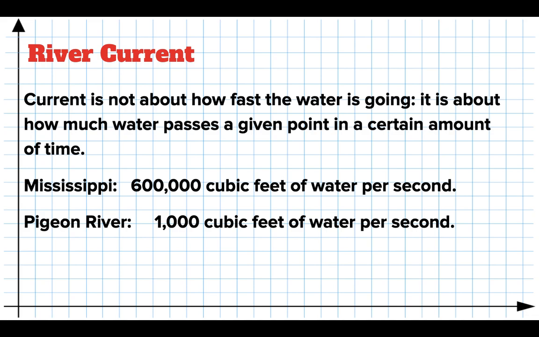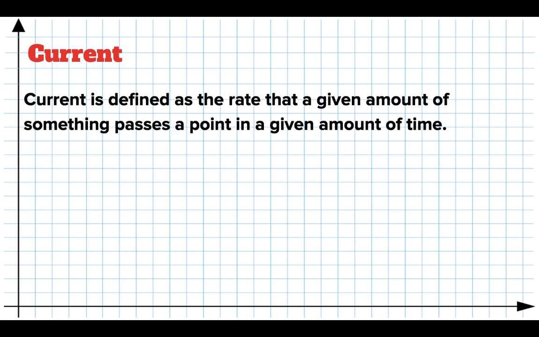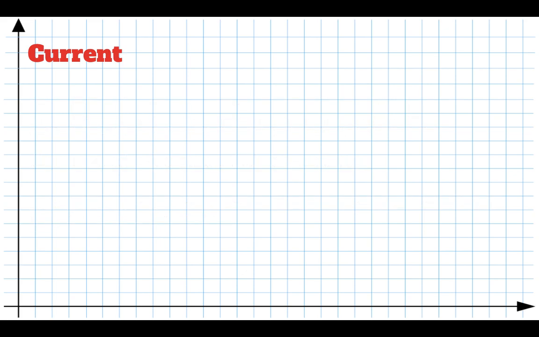So we would say the Mississippi River has a greater current. So when we talk about current, what we're actually discussing is the volume of material that goes by in a given amount of time. For rivers, that's cubic feet of water per second. For electrical current, when we talk about current, we mean how much charge flows by in a given amount of time. So the stuff we're interested in is charge, and electrical current will be how much charge goes through a conductor in a given unit of time.